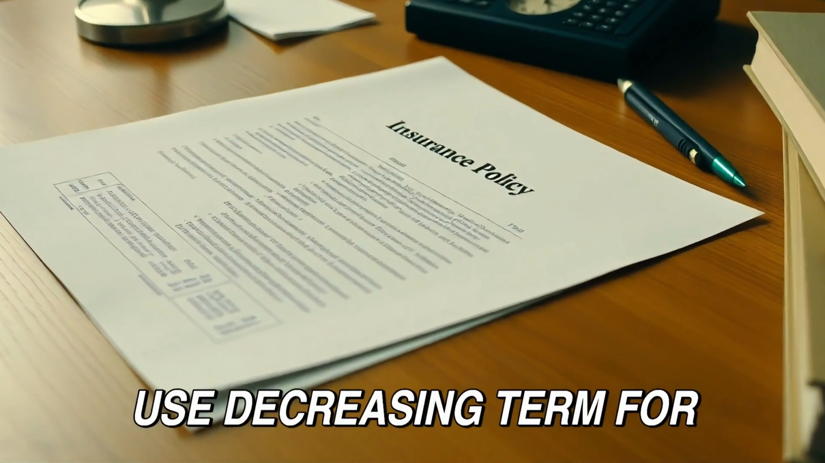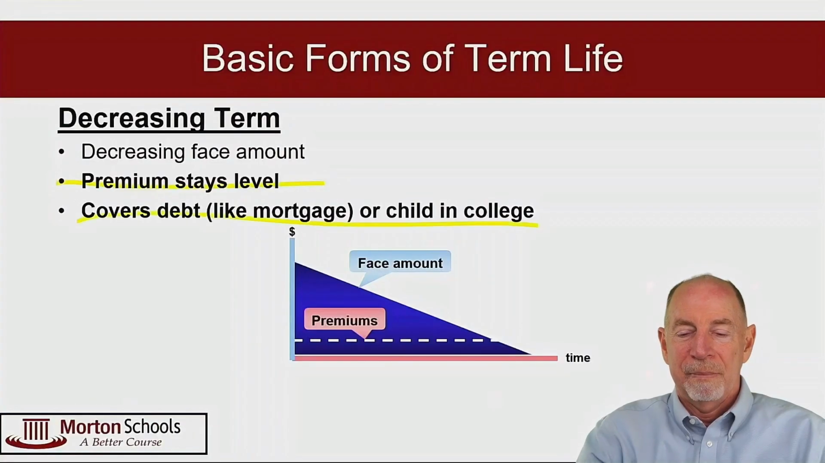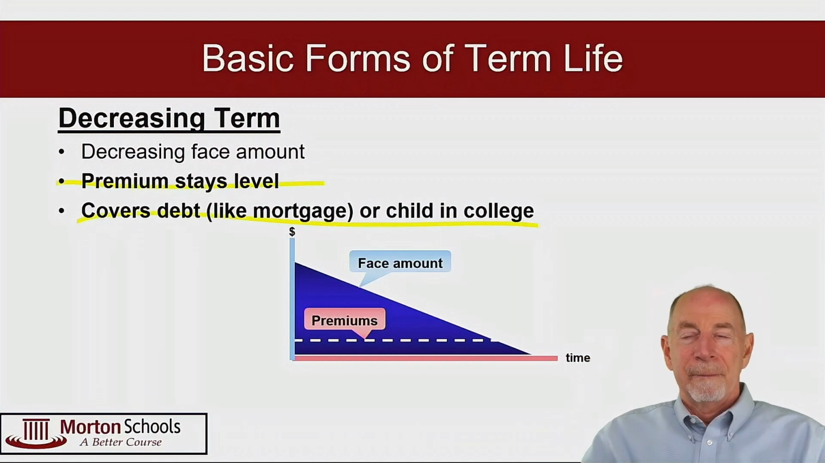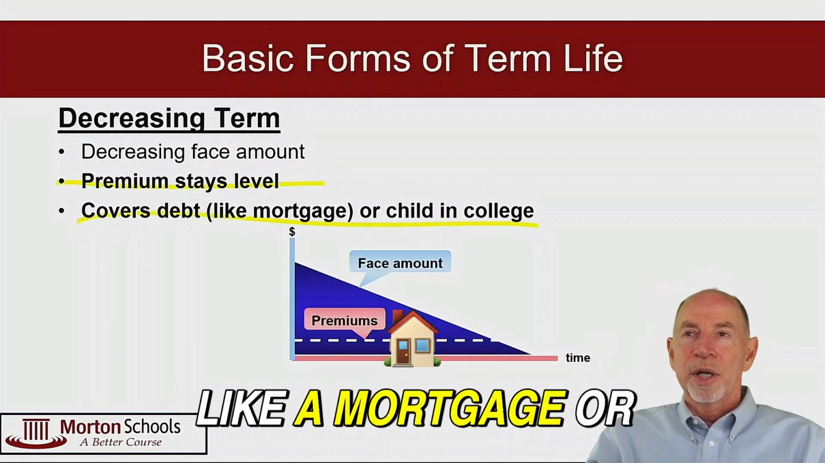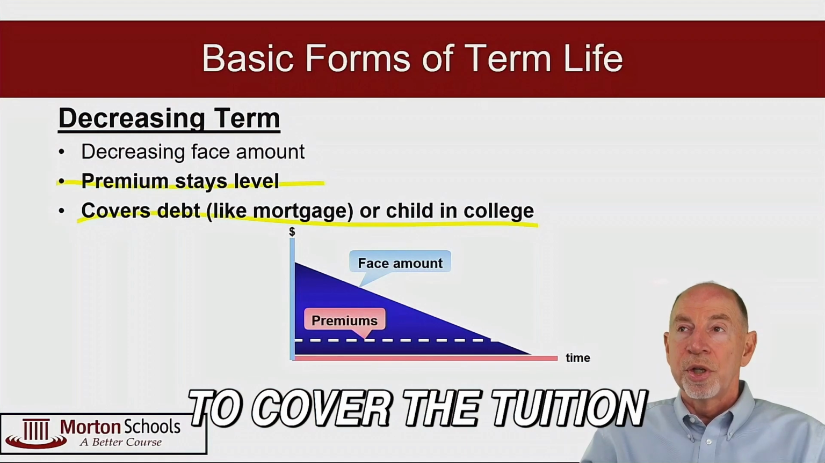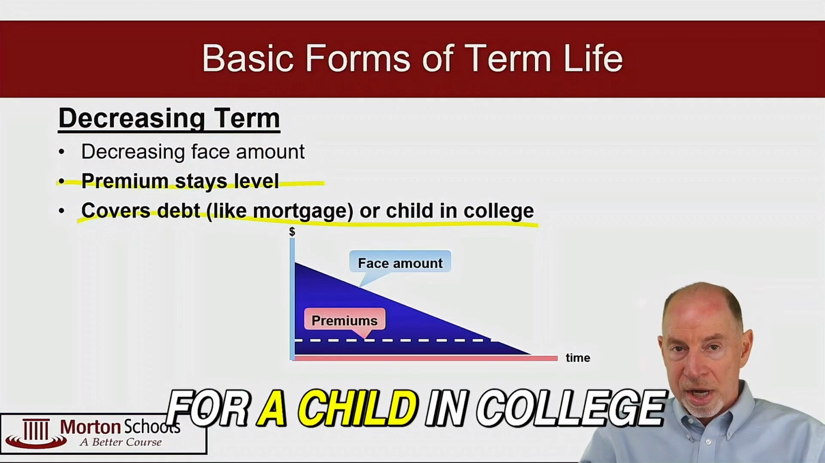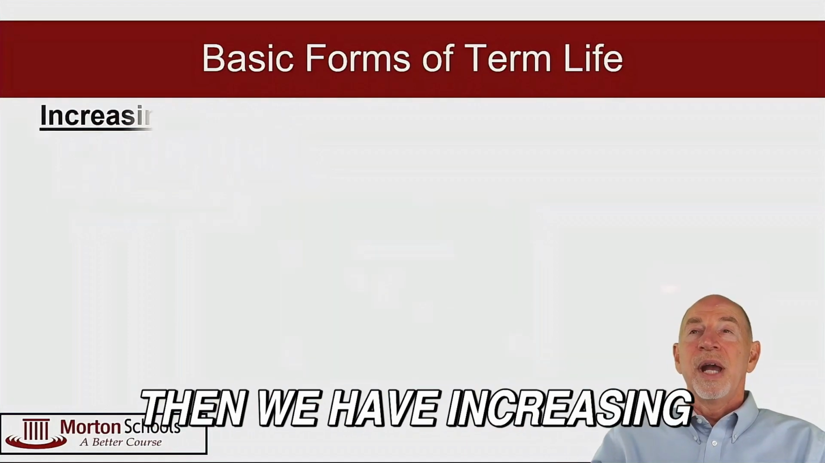And what do we use decreasing term for? To cover a debt like a mortgage or to cover the tuition for a child in college. All right, then we have increasing term.